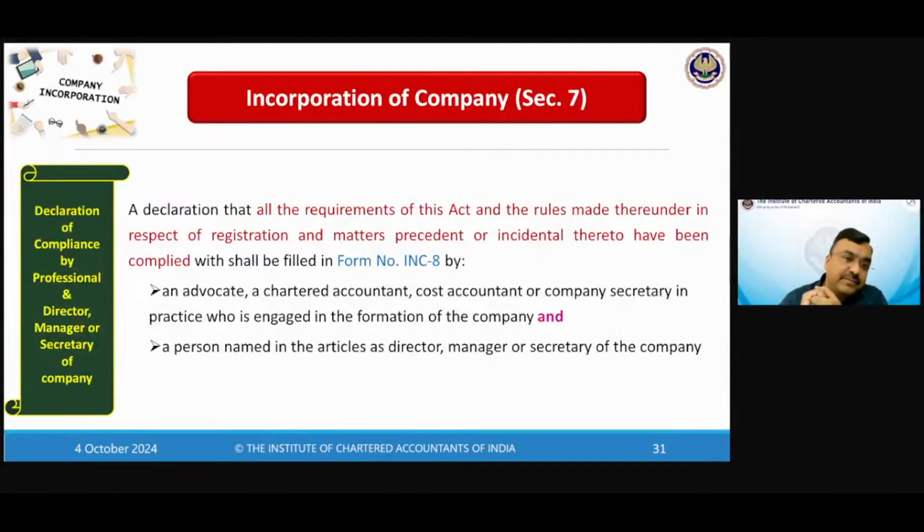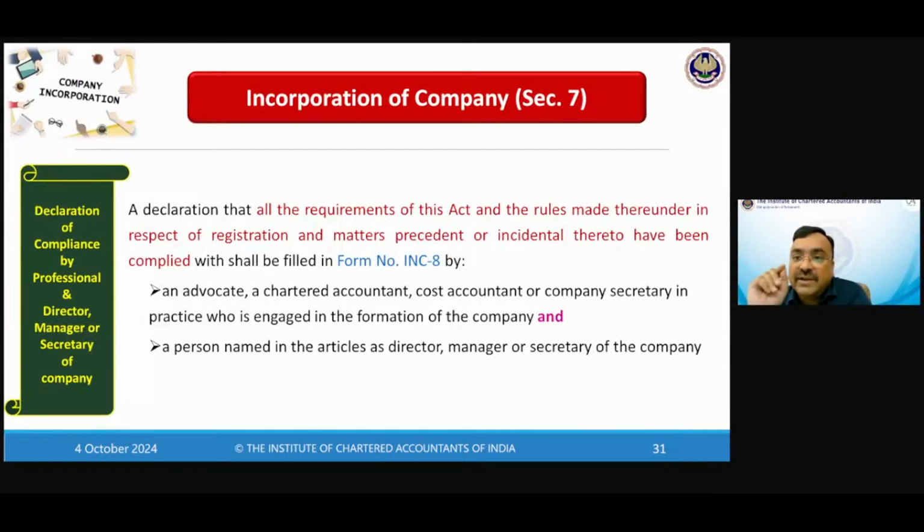Now, the second requirement, document required: a declaration of compliance by a professional and a director, manager or secretary of the company. So please listen carefully. Once again, I'm saying a declaration that all the requirements of the Act and rules made thereunder in respect of registration and matters precedent or incidental thereto have been complied with. डिक्लेरेशन देना है कि सारी रिक्वायरमेंट पूरी हो चुकी हैं and that should be filed in form number INC 8.